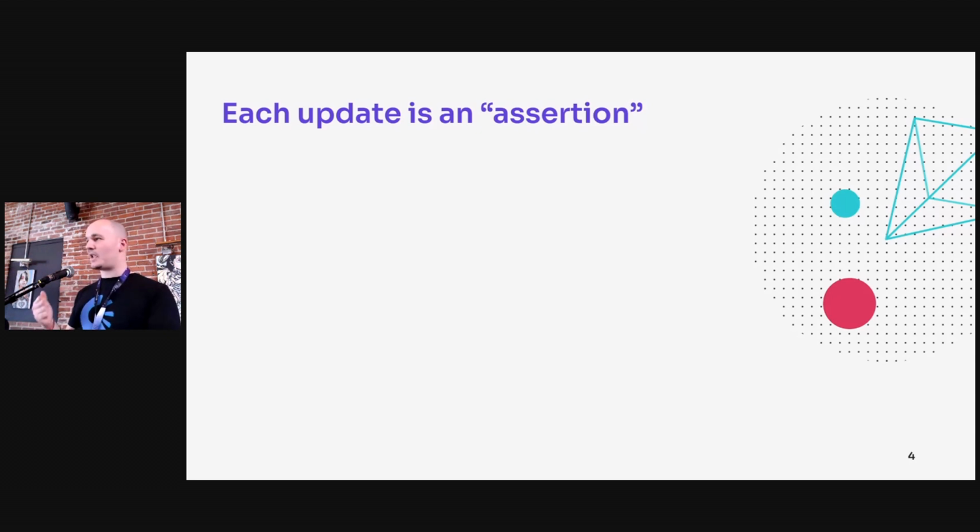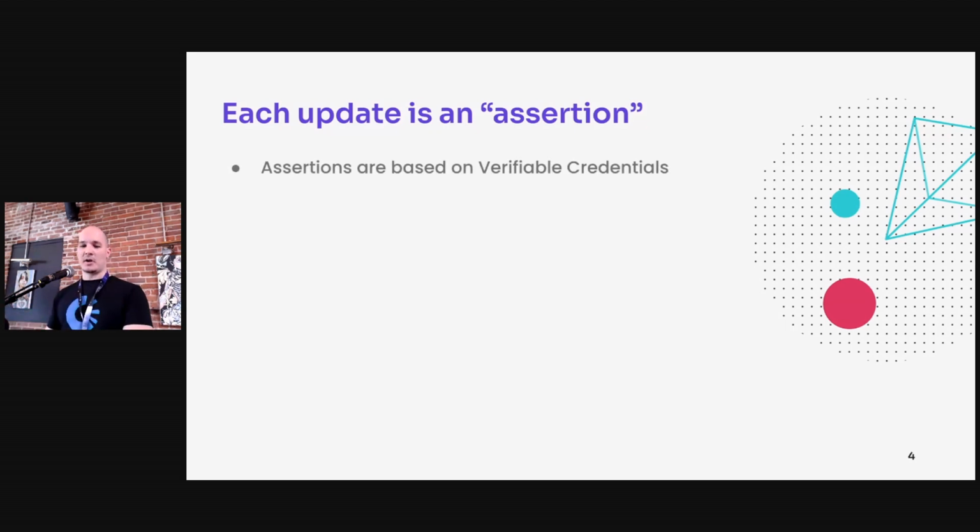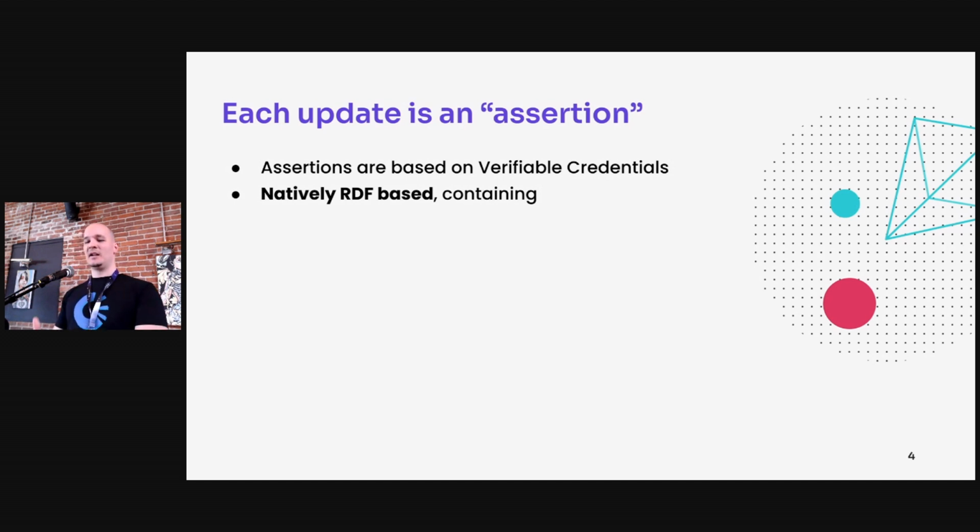What that means is that it has a certain issuer, me, it has a certain structure, and it has a certain set of proofs, out of which we create these states. So they're actually based on another recommendation by W3C called Verifiable Credentials.